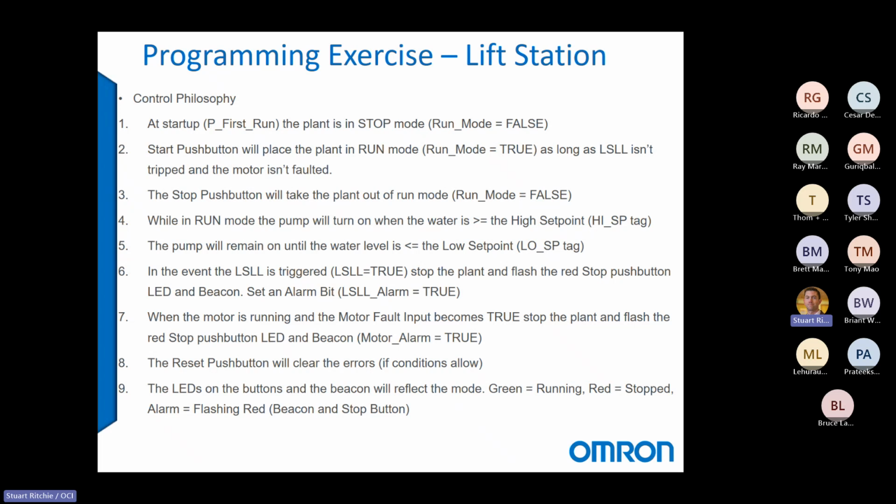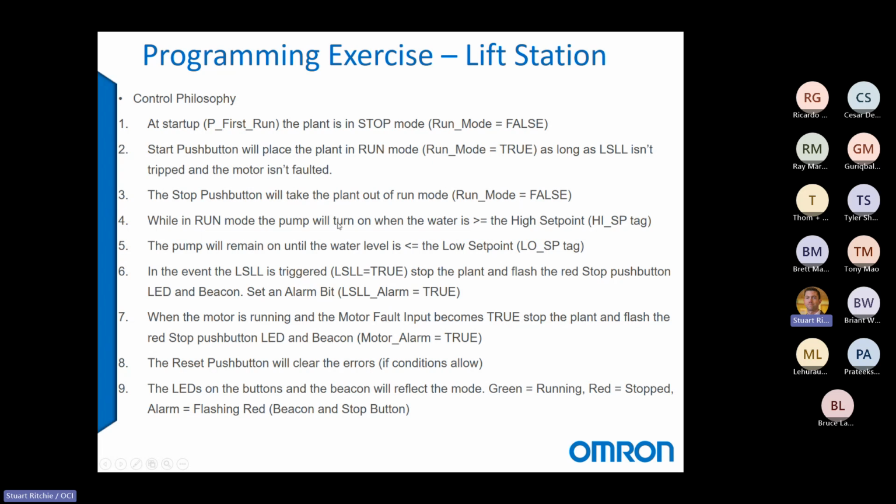We'll come back to it as we go here. So at startup, the plant is in stop mode. The start push button will place the plant in run mode as long as we don't have a low level and the motor isn't faulted. The stop push button will take the plant out of run mode, and run mode is a bit that we're going to generate as an internal state tracking bit.